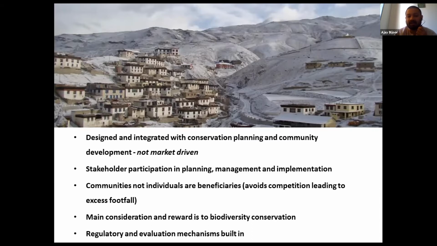And last, but also a very important point, is that there are efficient regulations that take care of checks and balances, and that there are adequate evaluation mechanisms. These were points I've just borrowed from Joanna's presentation. This is just to remind us of what we had started with.